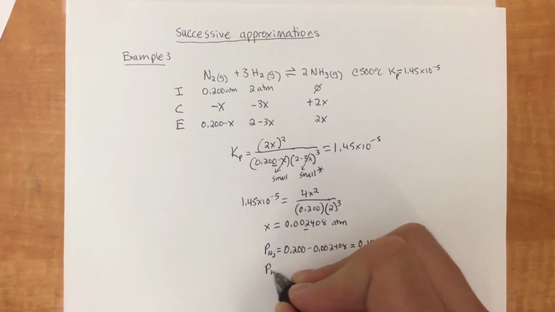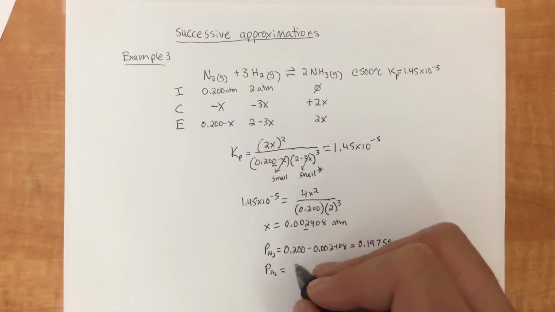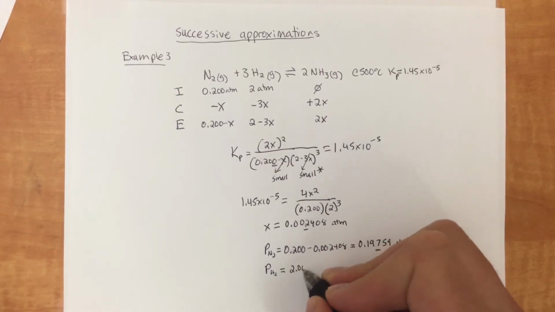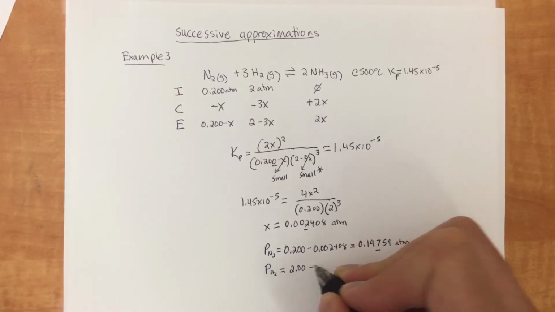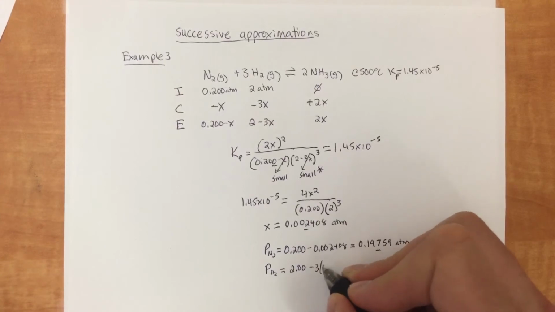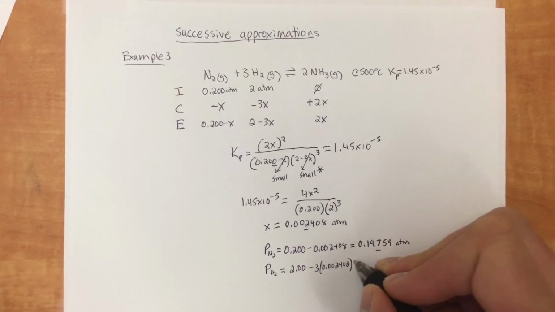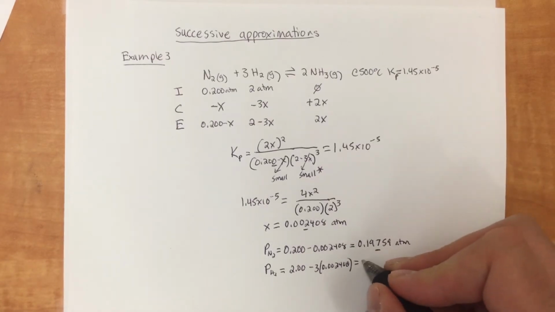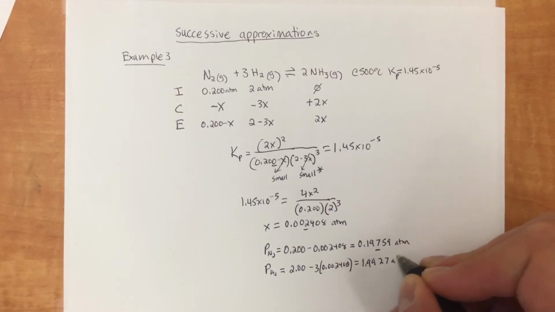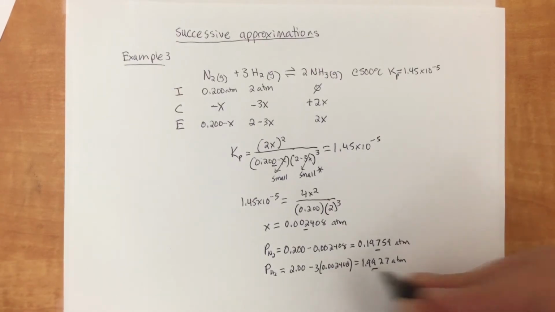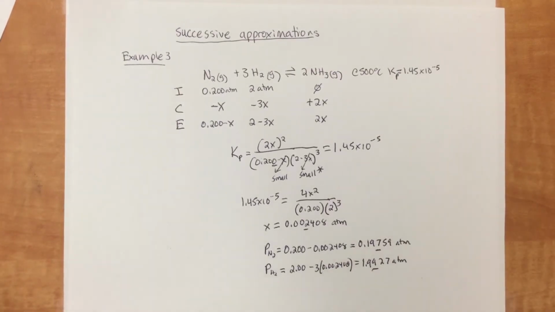Likewise, we can see what happens to hydrogen gas, and we see that a value of 2.00 minus 3 times 0.002408 equals 1.9927 atm. Again, we have a change in the value, which is significant. So what can we do?